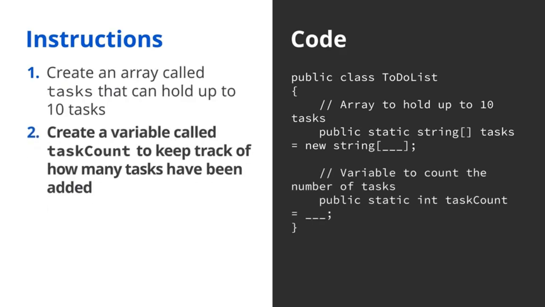We'll also need a counter variable called taskCount to keep track of how many tasks are in the list. This variable starts at 0 because the list is empty at first. Each time a task is added, taskCount will be increased by 1, making sure the next task is stored in the next available spot in the array.